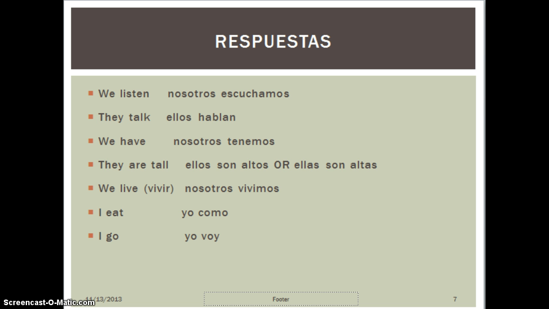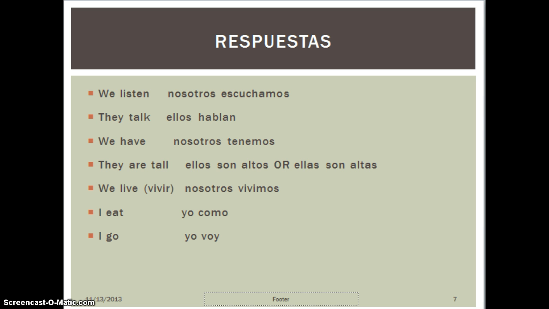Okay, so hopefully you got something like this. We listen is nosotros escuchamos. They talk, ellos hablan. We have, nosotros tenemos. They are tall, it's ellos son altos or ellas son altas. Either one will work. Typically, you want to use ellos when it's not specified if it's all girls or all boys. We live, nosotros vivimos.